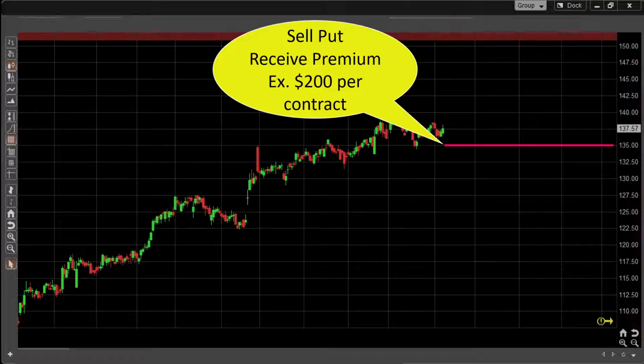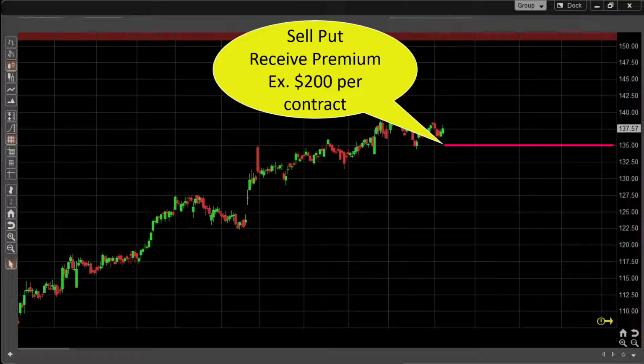For those of you that have traded options, what happens when you buy a call and the stock goes up? You make money. What happens if you buy a put and the stock goes down? You make money. What happens if you sell a put and the stock goes up? You make money. Why? Because you're selling an option that decays in time.